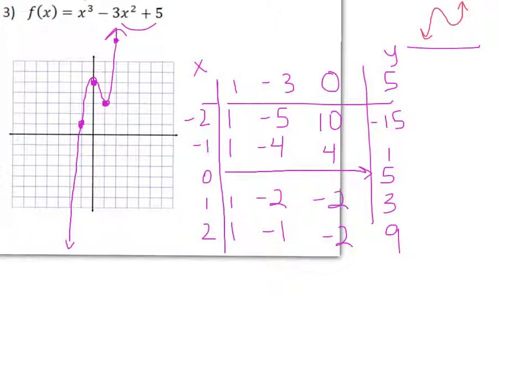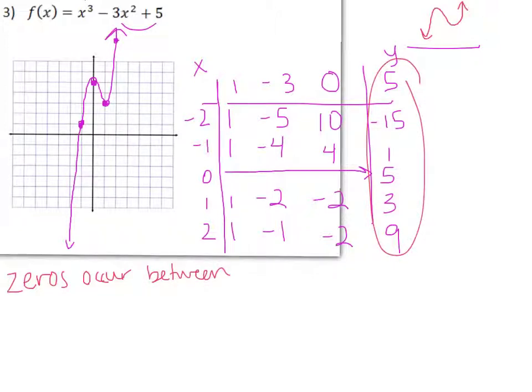So where do our real zeros happen? Well, our zeros are definitely occurring between points. So we did not get any zeros in our y values here. So they occur between negative 2 and negative 1 for x. And we can see that right here because we jump from a negative number to a positive number, so the 0 happens somewhere between these two values.